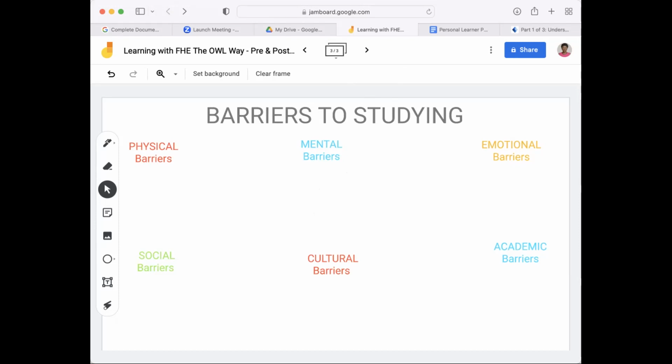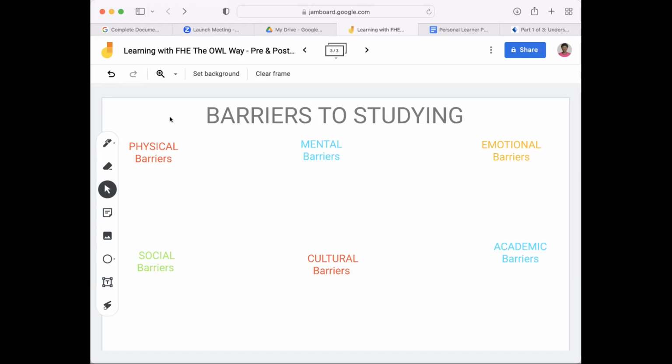And we're gonna go through the barriers quickly. I'm gonna share some with you, but I want you to share a few with me as we go along. Things that will prevent you from making that study cycle an effective one.